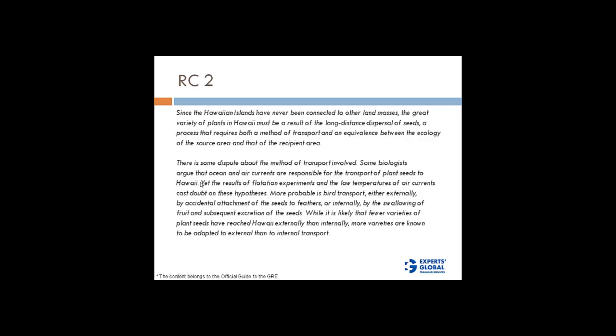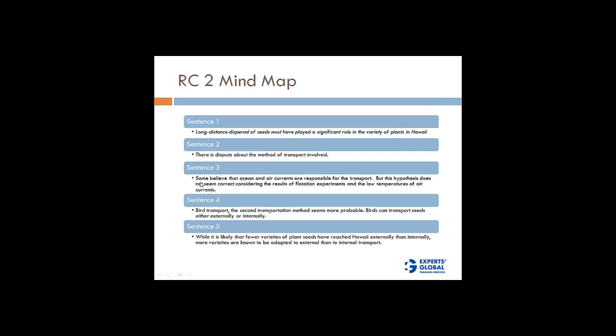Okay, so my mind map here comes out to be like this. We are talking about how long distance dispersal of seeds must have played a significant role in the variety of plants in Hawaii. That is how the paragraph opens, and there is dispute about how this transportation of seeds happened. So what was the method of transportation? There are two types of people. Some people say that ocean and air currents were responsible for transport.